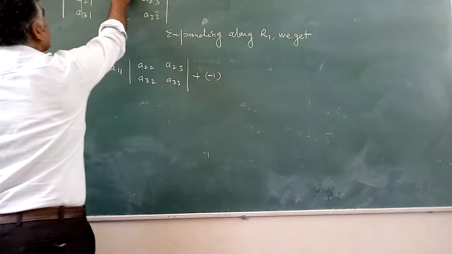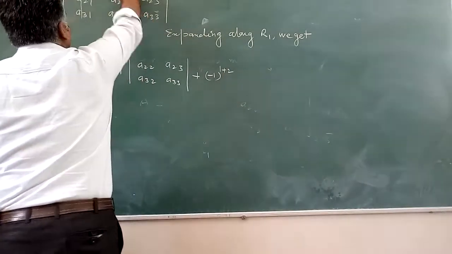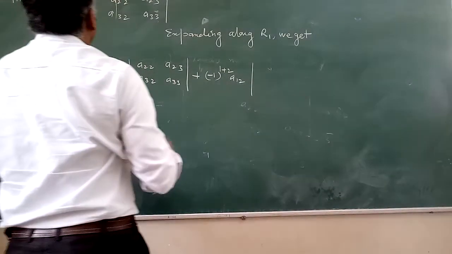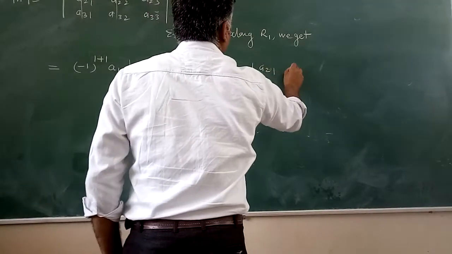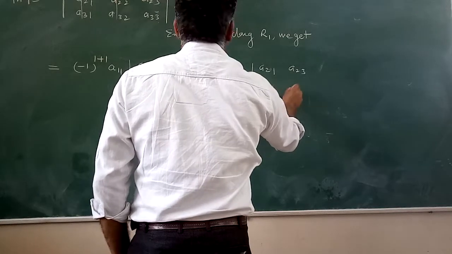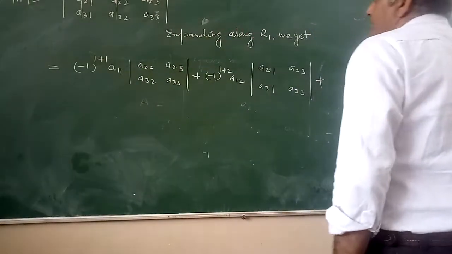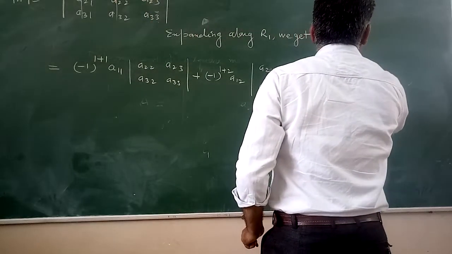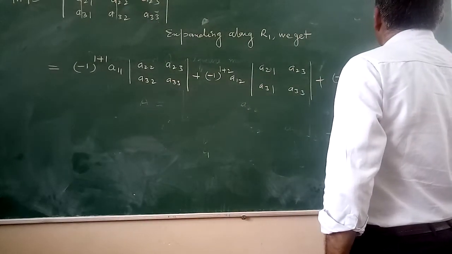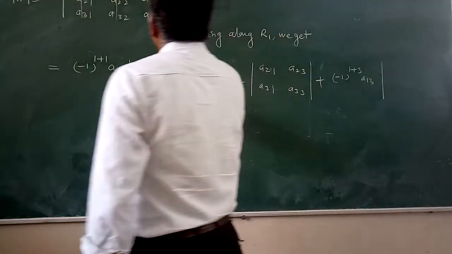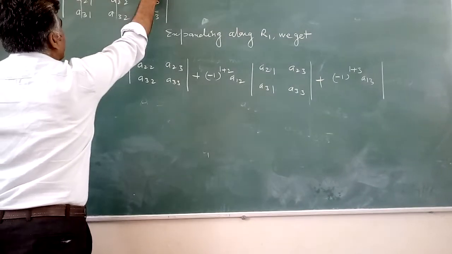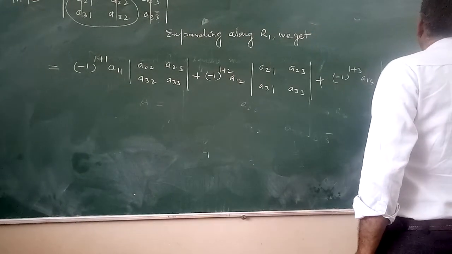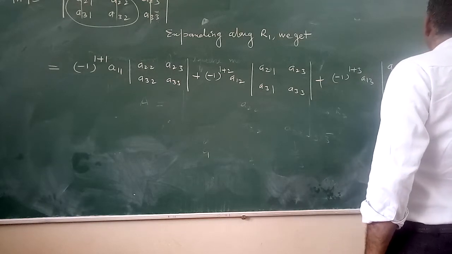(-1) to the power of the sum of suffixes 1 plus 2, into this element into the second order determinant obtained by deleting the first row and second column: A21, A23, A31, A33, plus (-1) to the power of the sum of suffixes 1 and 3, A13 and the second order determinant obtained by deleting the elements of the first row and third column: A21, A22, A31, A32.